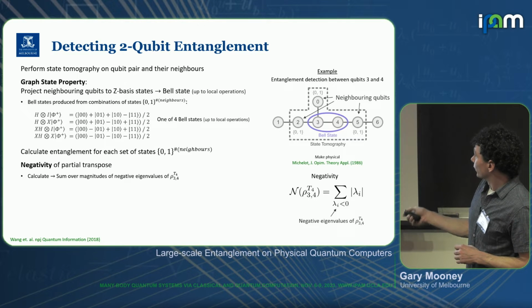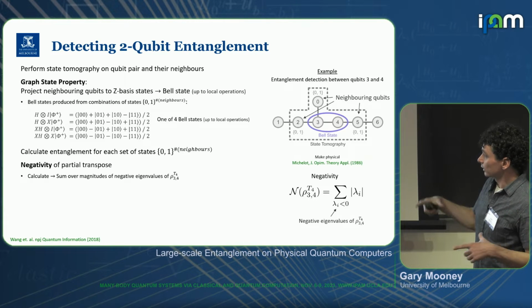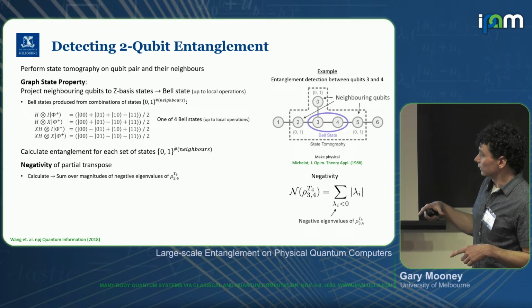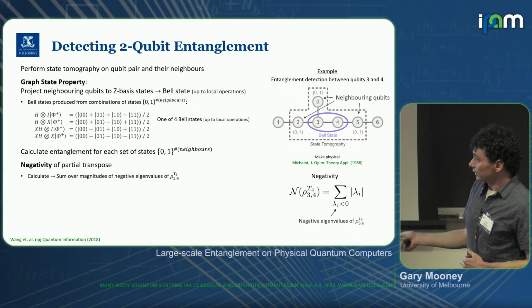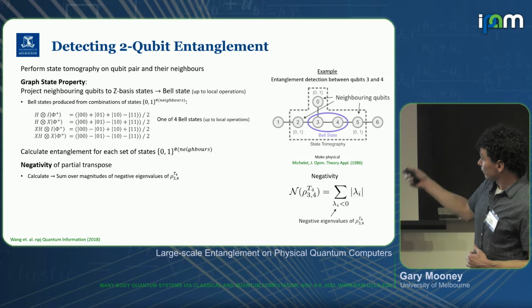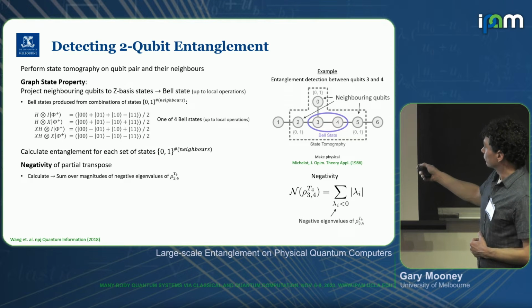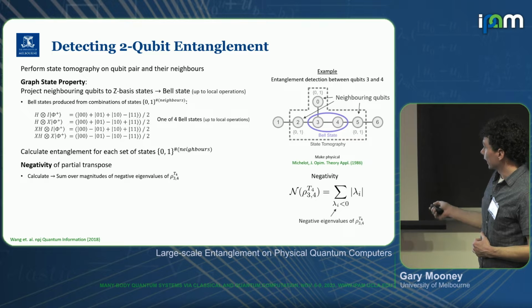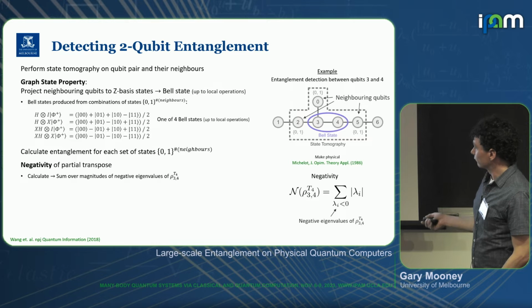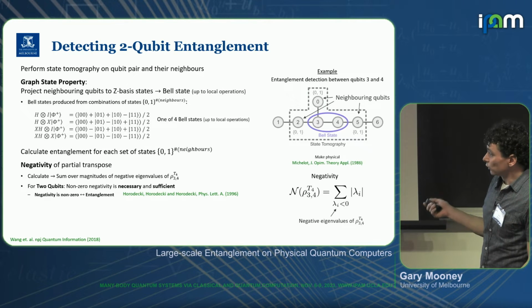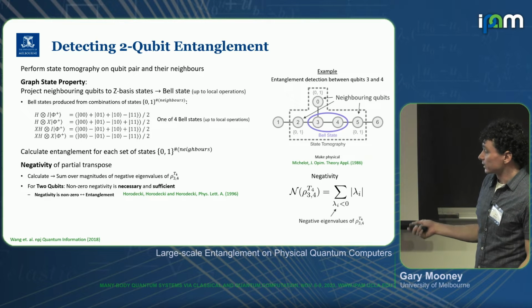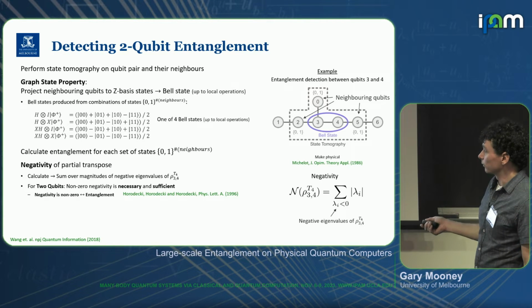And so what we can do is for each of those Bell states, we can calculate the amount of entanglement. And the way we do that is to calculate the negativity of the partial transpose. Essentially what we do is take the partial transpose of these 2 qubits and then calculate negativity as the sum of the negative eigenvalues, or the magnitude of the negative eigenvalues. And it turned out that for 2 qubits, a non-zero negativity is a necessary and sufficient condition for entanglement between them.